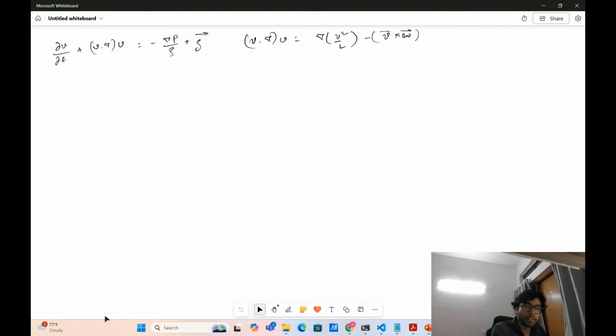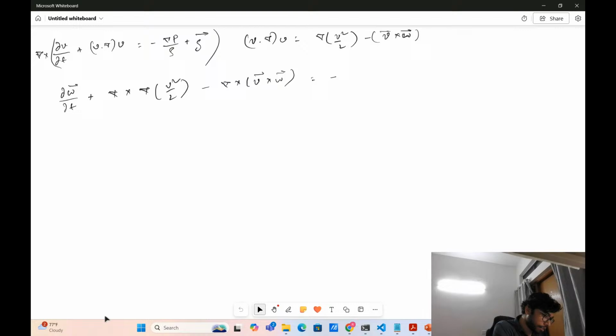Now, let's assume that we do not consider any incompressibility or any other condition. Then if I just do del cross of this equation, the first term will again become del cross del omega del t, and this term will become del cross del of v square by 2 minus del cross v cross omega, and this will become del cross del p by rho, and this is del cross g.